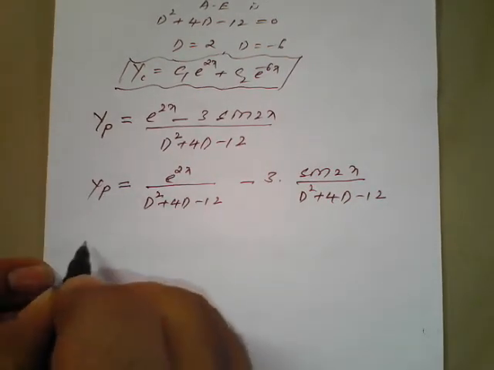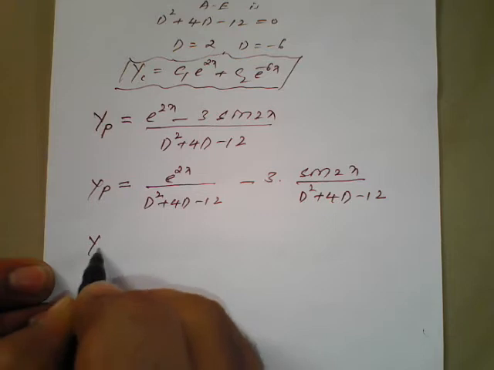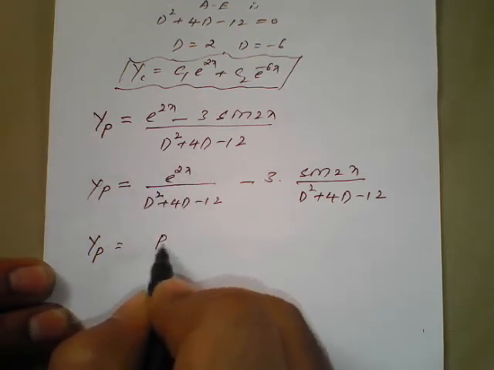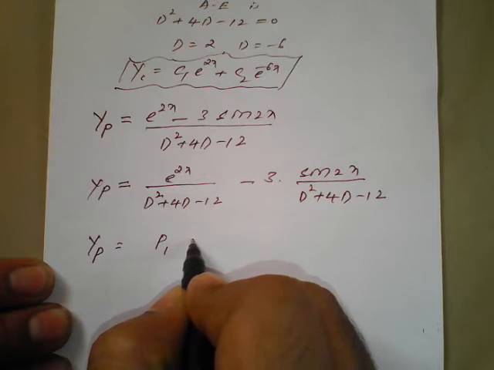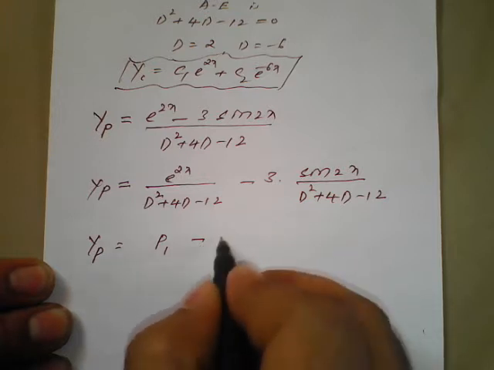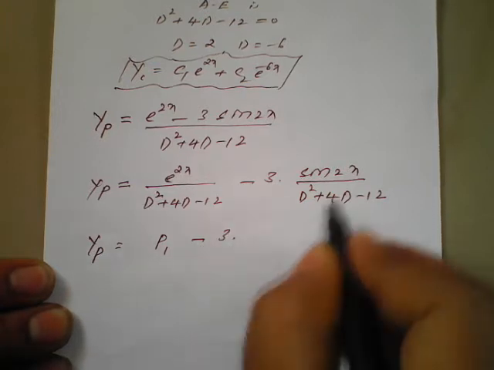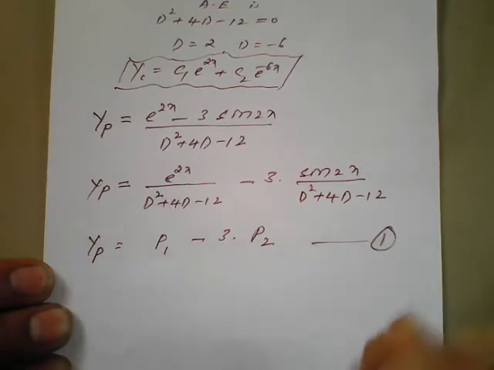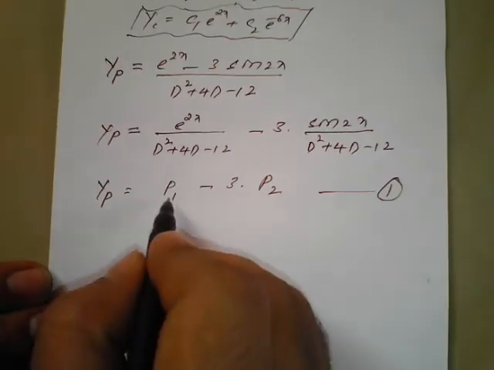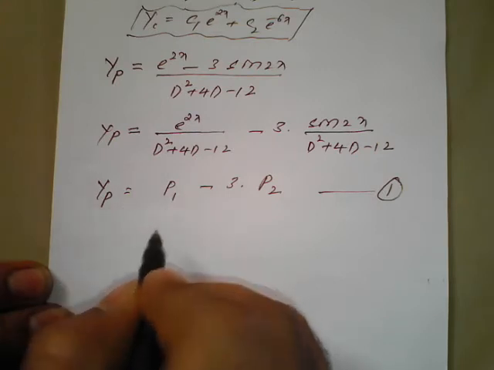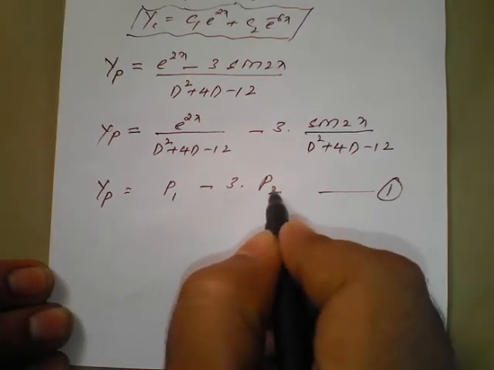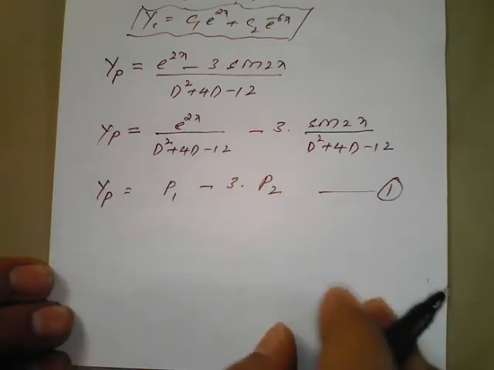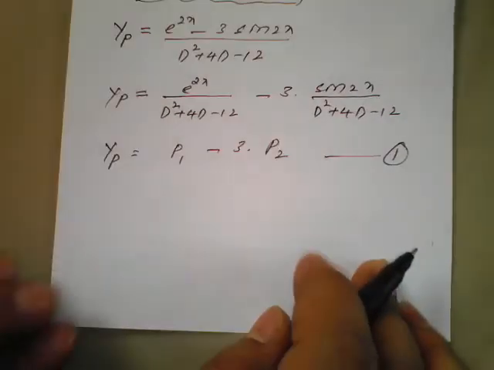So I will write yp is equal to p1 minus 3 times p2, and I will give equation number 1 for this. Fine. So we'll solve p1 separately, we'll solve p2 separately, then we'll apply in equation number 1 and we'll get the final particular integral.